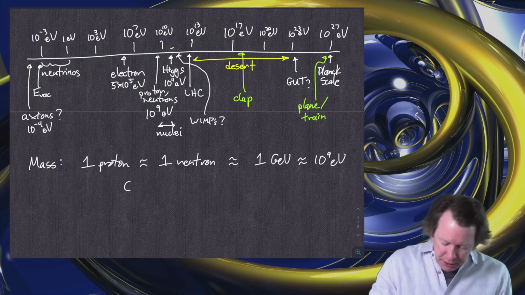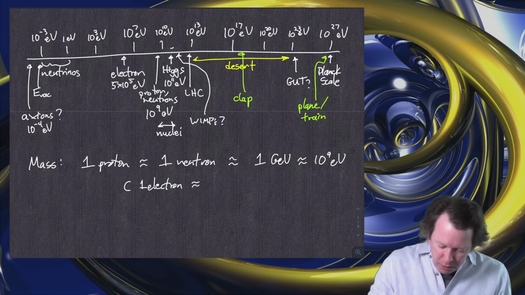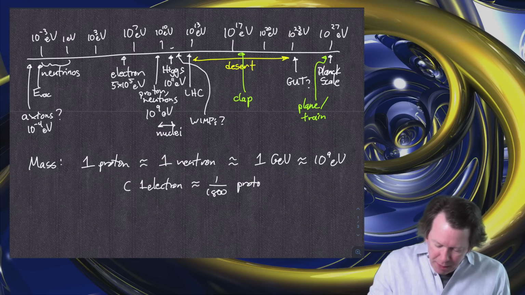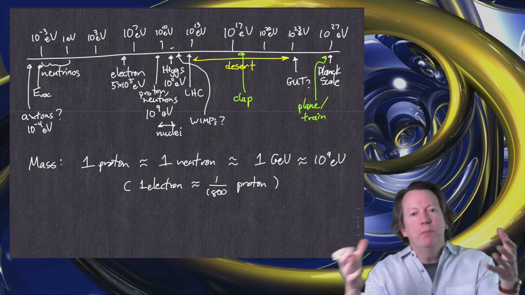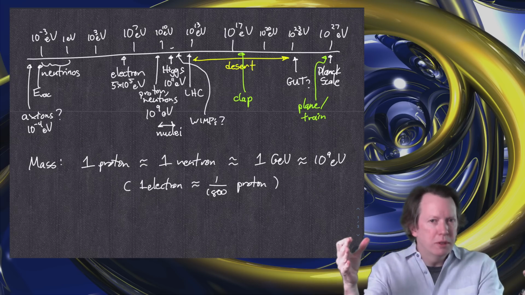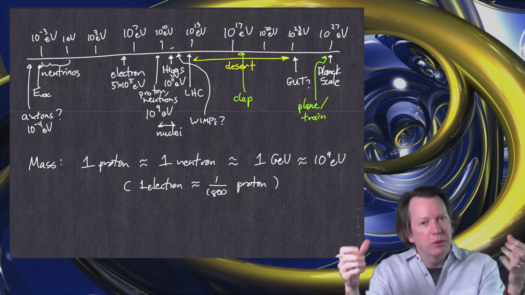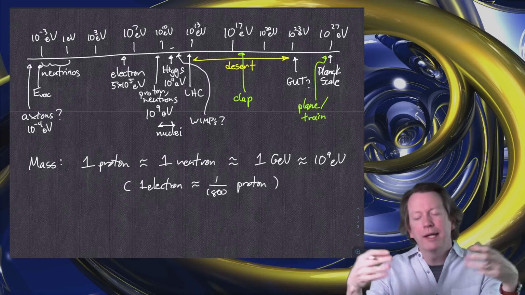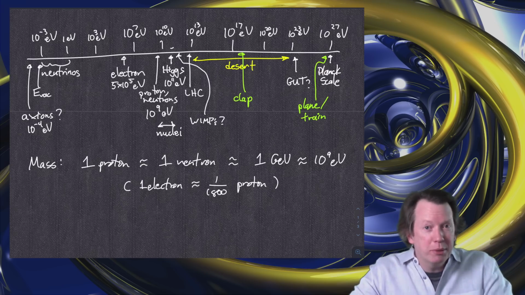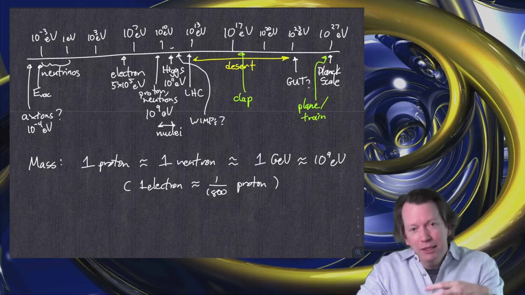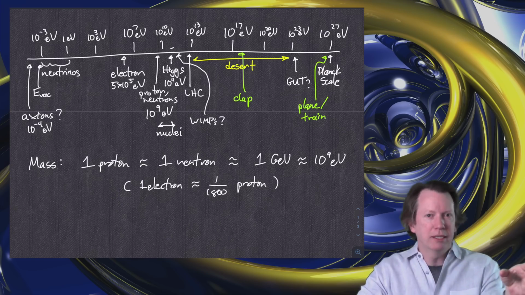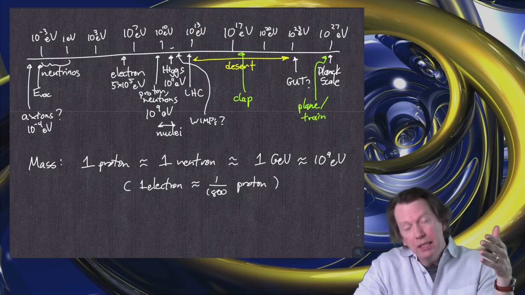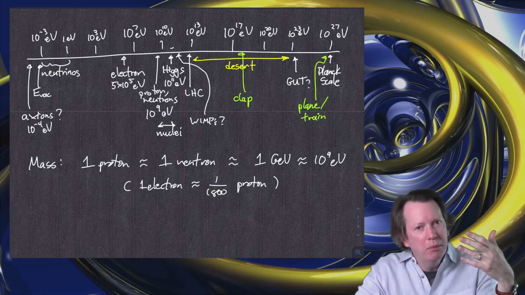For comparison purposes, an electron is about 1/1800th of a proton in terms of mass. So when you make up ordinary matter, almost all the mass comes from protons and neutrons, from the nuclei. Electrons are important for the chemical and electrical properties of the matter, but as far as the mass is concerned, forget about the electrons. All the action is in the protons and neutrons.